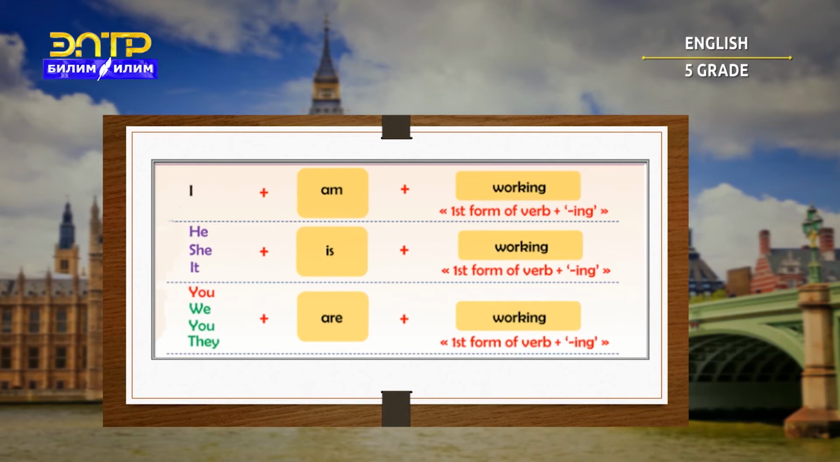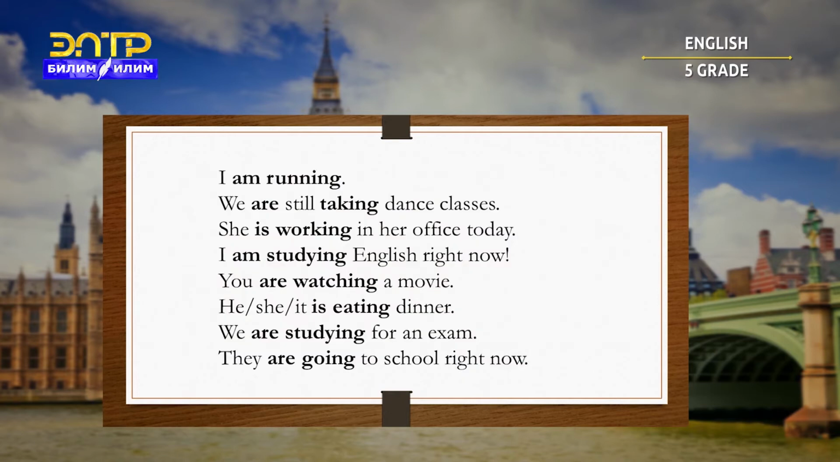There are more examples of positive present continuous. Let's read. I am running. We are still taking dance classes. She's working in her office today. I'm studying English right now. You are watching a movie. He's eating dinner. We are studying for an exam. They are going to school right now.